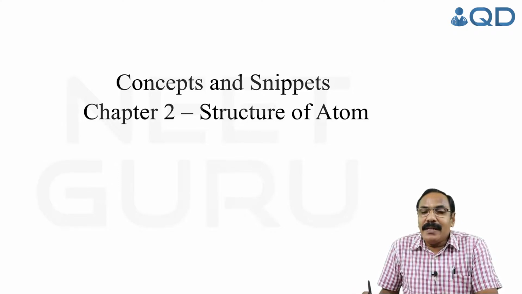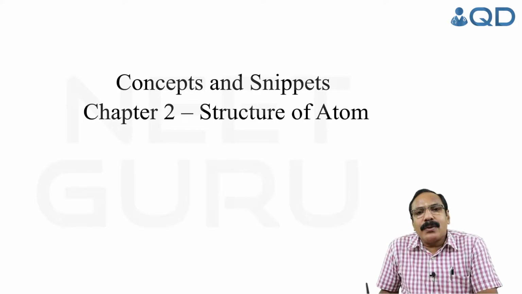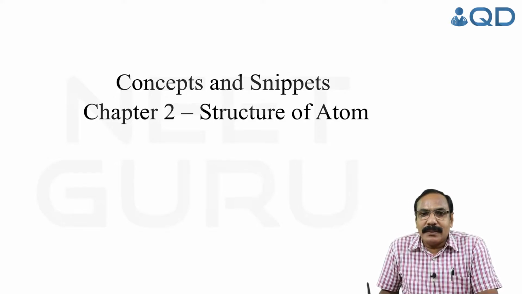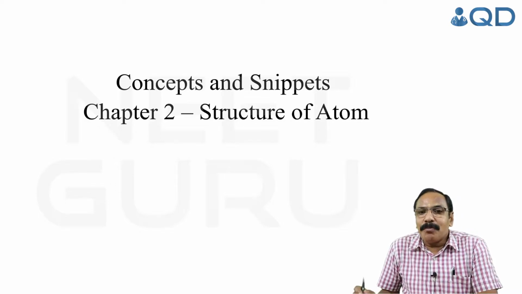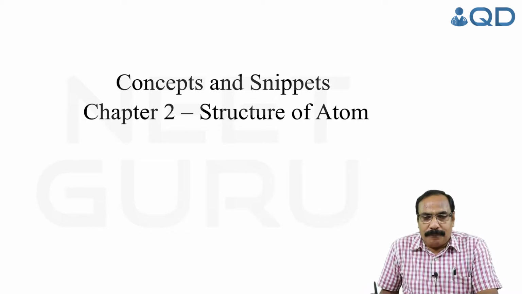The major development that led to the Bohr atom model is Max Planck's quantum theory of radiation. According to Max Planck's quantum theory of radiation, energy is emitted or absorbed by a body not continuously but discontinuously, in the form of small packets of energy called quanta.